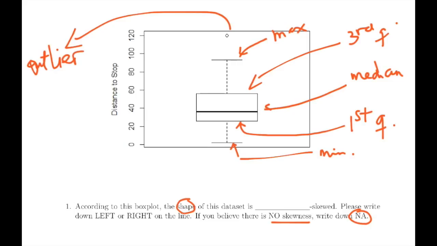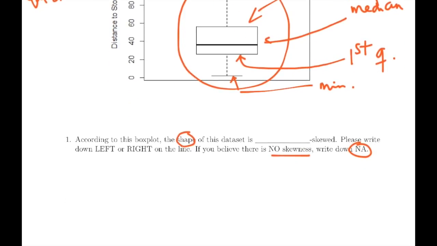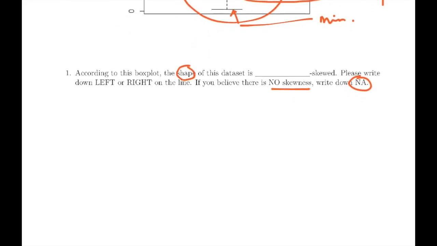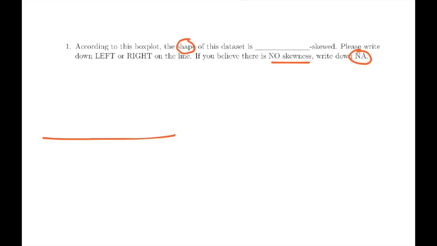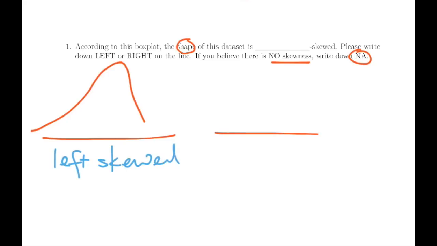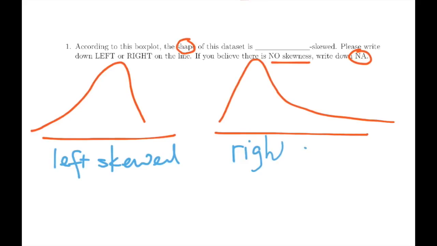Okay, so if we want to determine the shape of this data set, we will have to mainly look at this part of the box plot and ignore the outlier. Remember, if the shape of the data set is left skewed, that means it has a very long left tail. Okay, this is left skewed. But if the shape of the distribution has a very long right tail, that means it is right skewed.